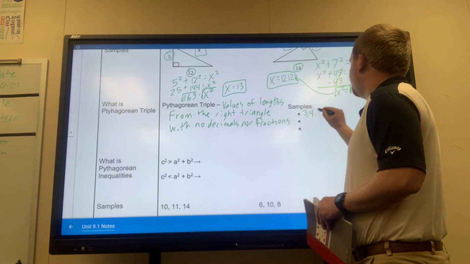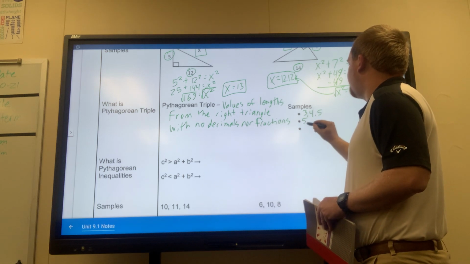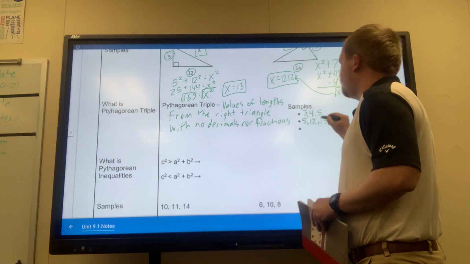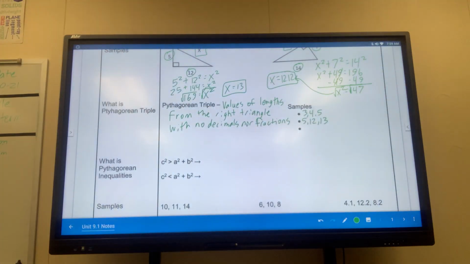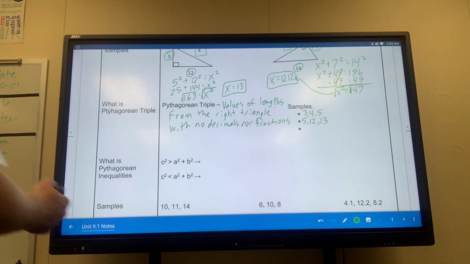3, 4, 5. 5, 12, 13. And let me check one more because I can't think of it off the top of my head, but I have it. I know what to look for. 8, 15, 17.